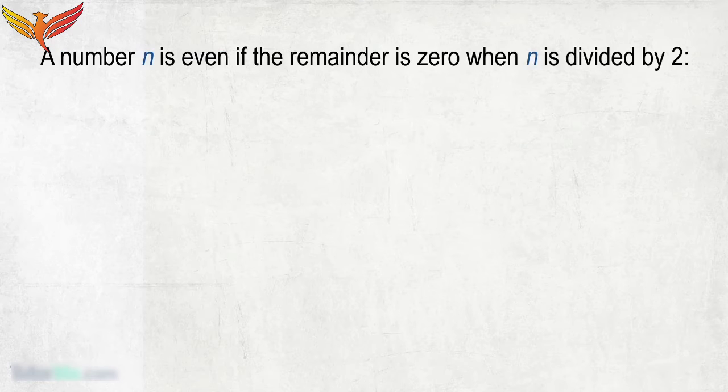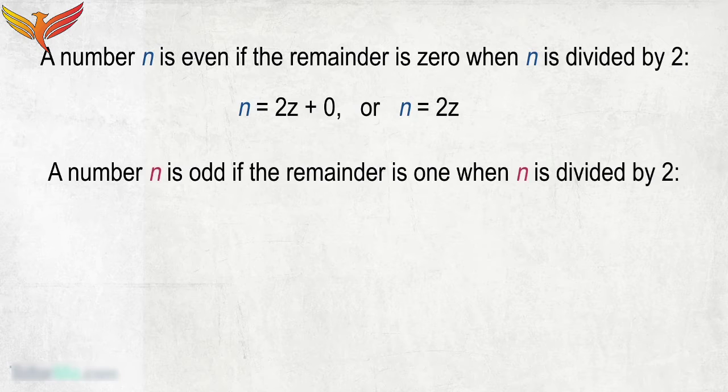Here are a few helpful things to remember regarding odd and even numbers. A number n is even if there is no remainder when the number is divided by 2. In other words, the number is evenly divisible by 2. This can be written as n equals 2z plus 0, or n equals 2z. If the remainder is 1 when a number is divided by 2, then that number is odd. This can be written as n equals 2z plus 1.